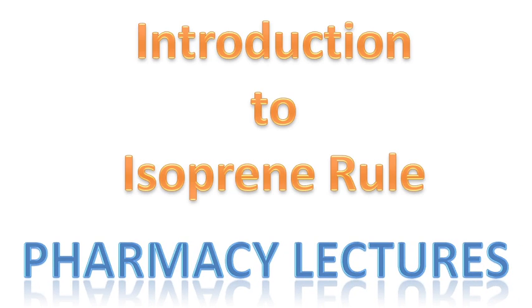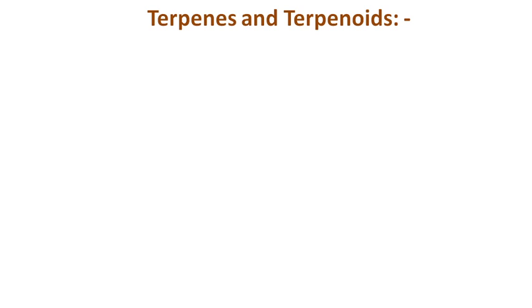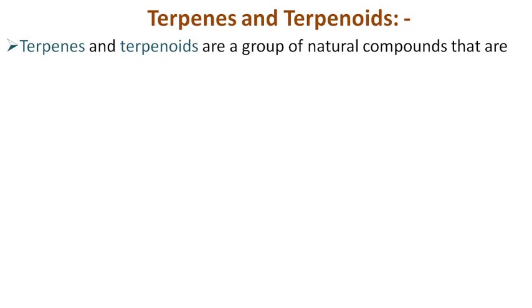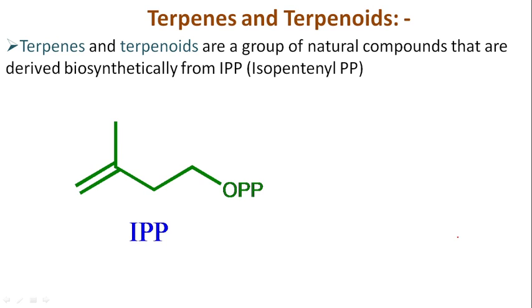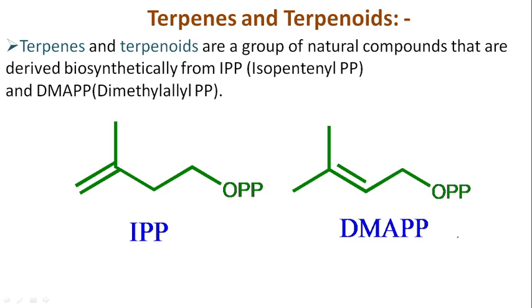Today we are going to discuss the Introduction to Isoprene Rule. First, let's discuss terpenes and terpenoids. Terpenes and terpenoids are a group of natural compounds that are derived biosynthetically from isopentenyl pyrophosphate and dimethyl allyl pyrophosphate. From these two molecules, all the terpenes and terpenoids are formed.